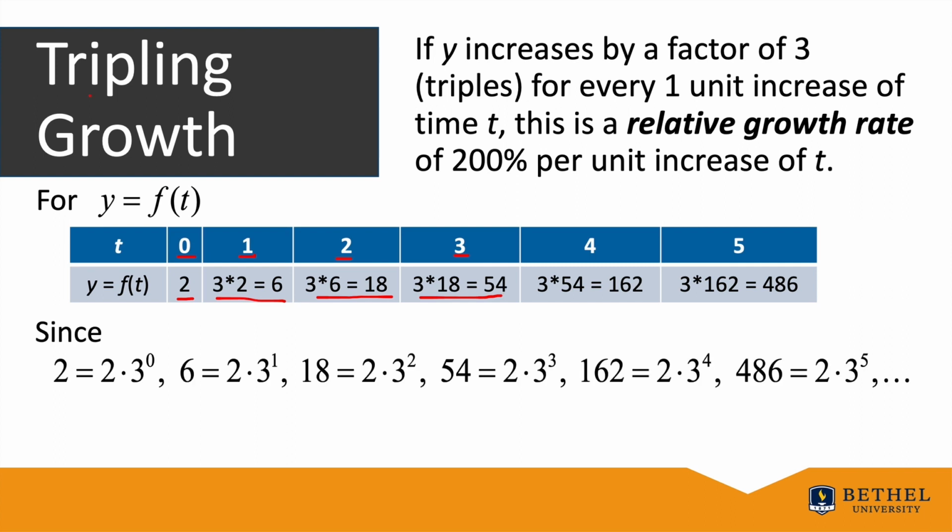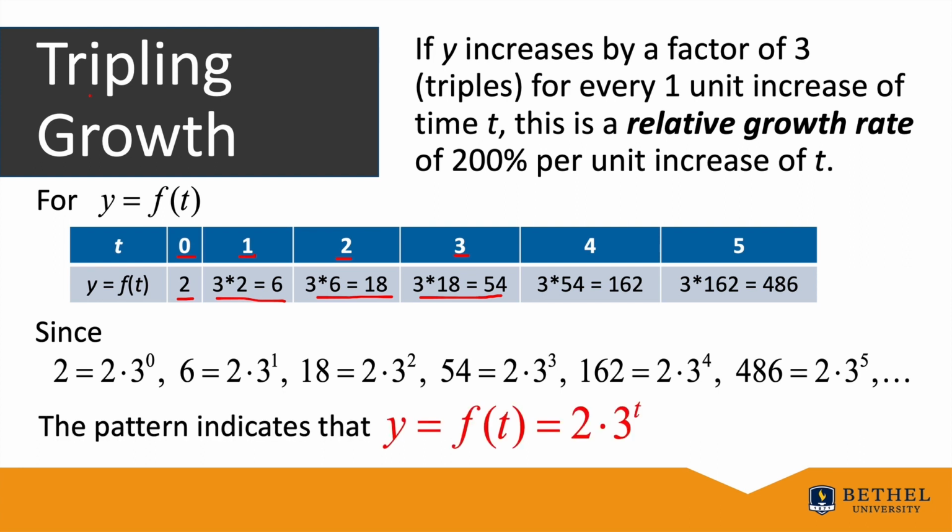Since 2 equals 2 times 3 to the 0 power, 6 equals 2 times 3 to the first power, 18 equals 2 times 3 to the second power, 54 equals 2 times 3 to the third power, etc. The pattern indicates that the function is y equals f of t equals 2 times 3 to the t power. When you see this formula, you need to think about order of operations. 3 to the t power gets done first, then you multiply by 2.